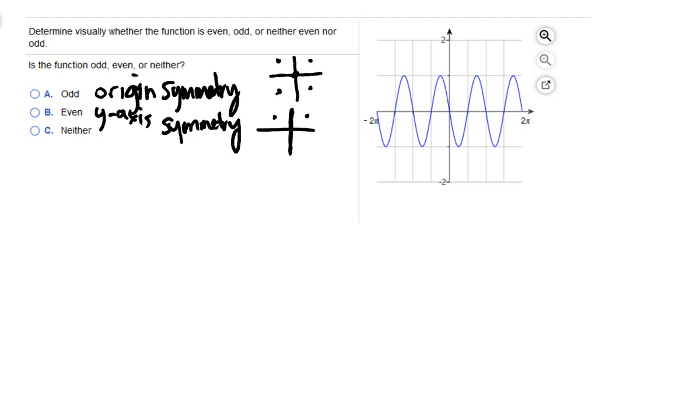Then we're going to look in opposite quadrants. So looking in this upper left and the bottom right, it does look like we have a mirror image here. And looking in the upper right and bottom left, I can see that there is a mirror image there as well. So I would put this in the category of an odd function because it has origin symmetry.